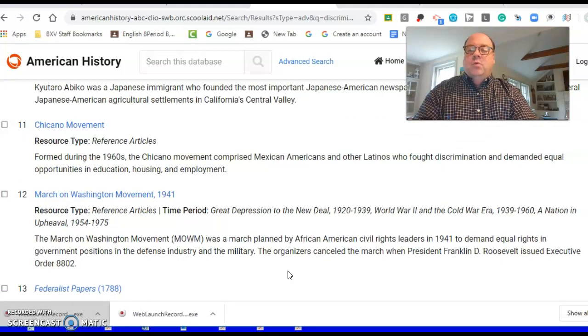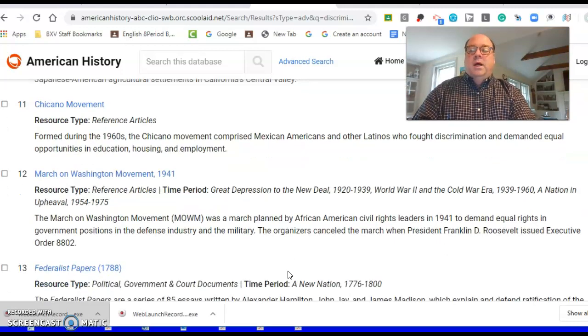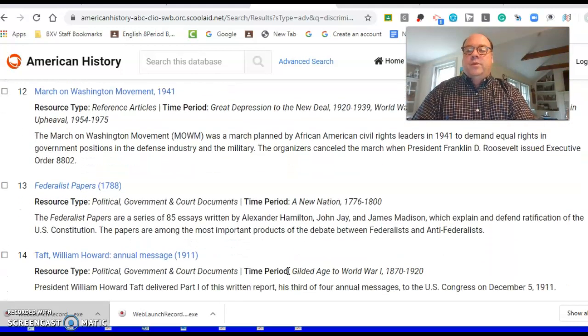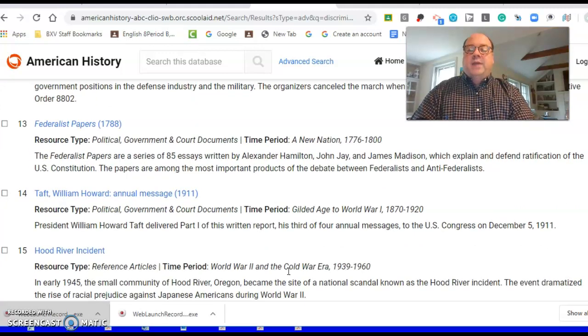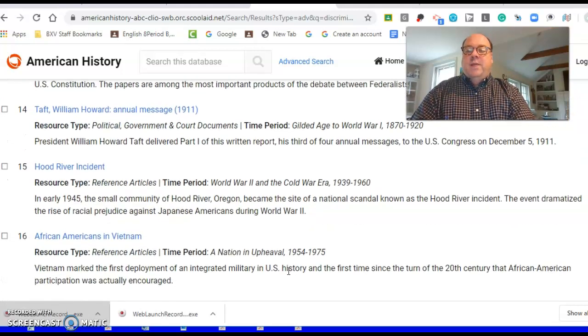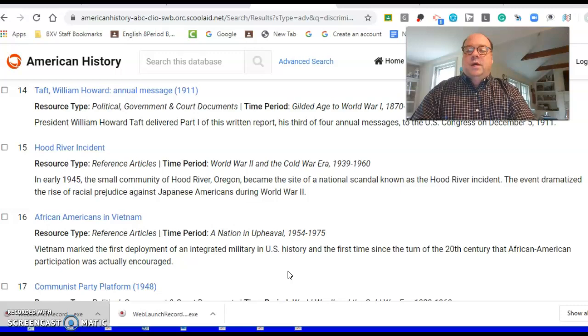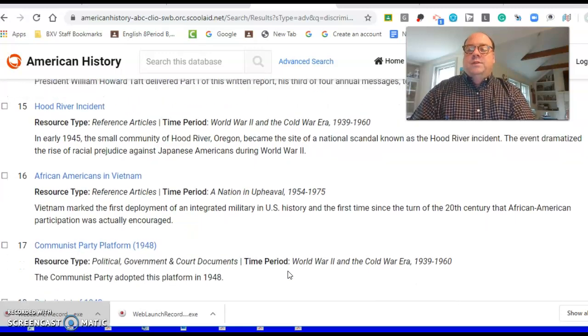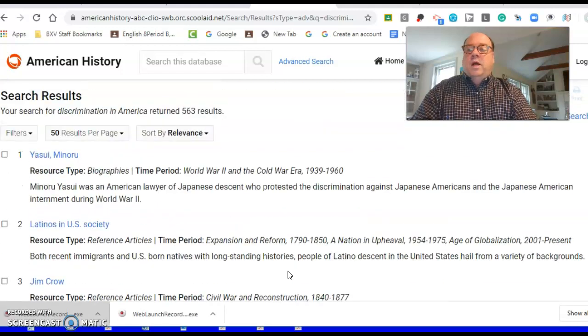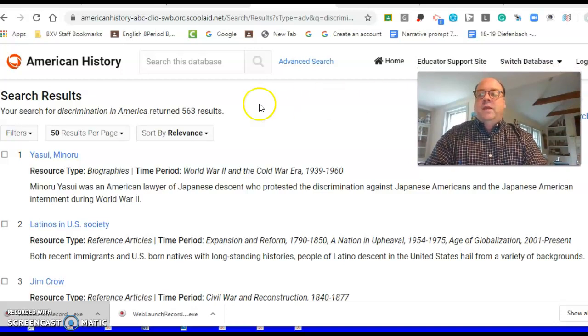Here's the March on Washington that happened in 1941, but there was also one that happened in 1963 with Martin Luther King. You have references back to the Federalist Papers, discussions about things like this, and other messages in presidential speeches. And all these different pieces are coming out just because you narrowed it down to discrimination in America, and you had 563 results. There's a lot. If you narrowed it down even further, you could get even more specific information.